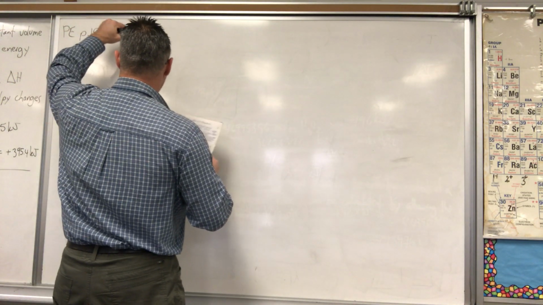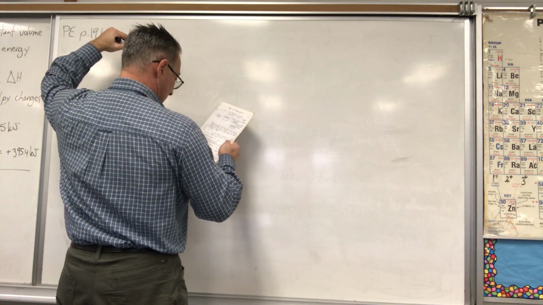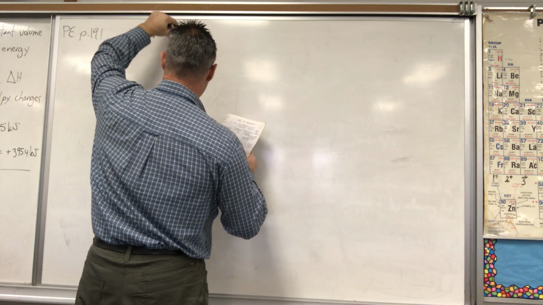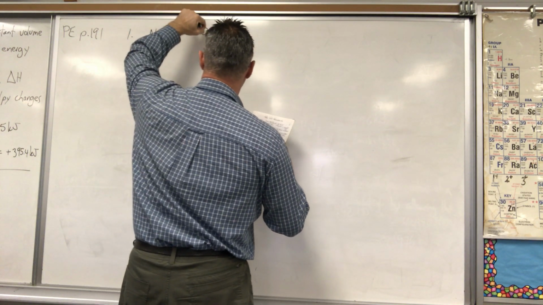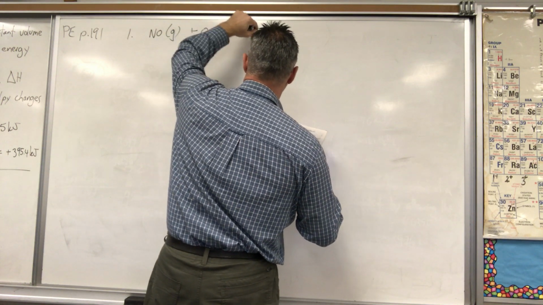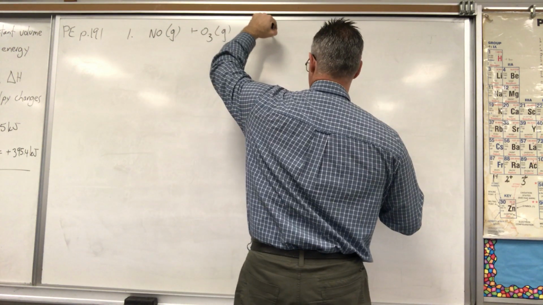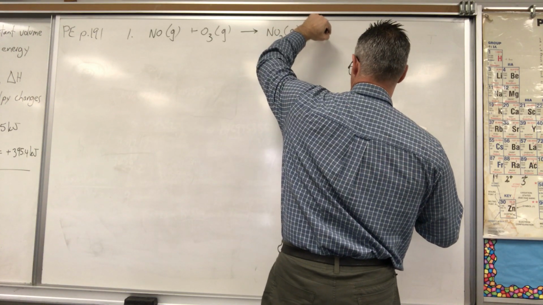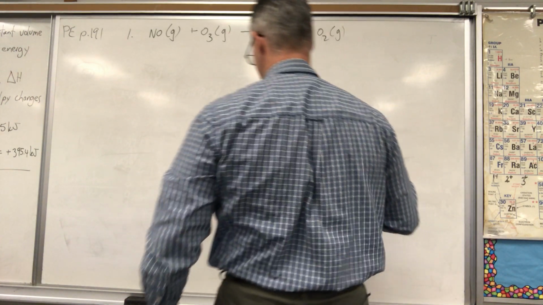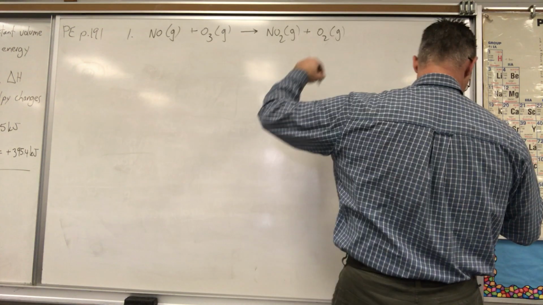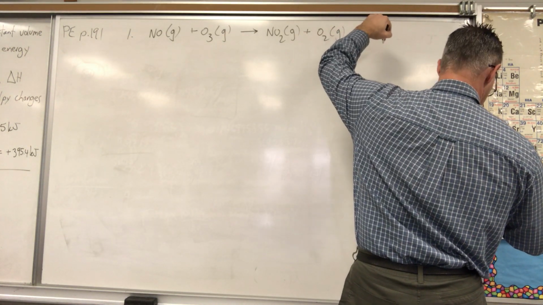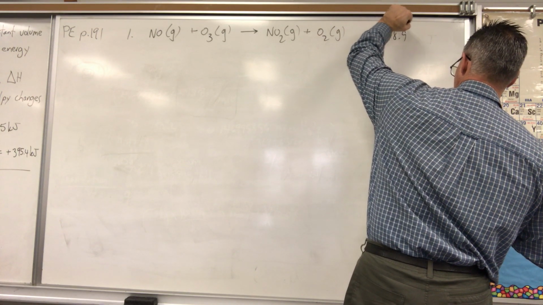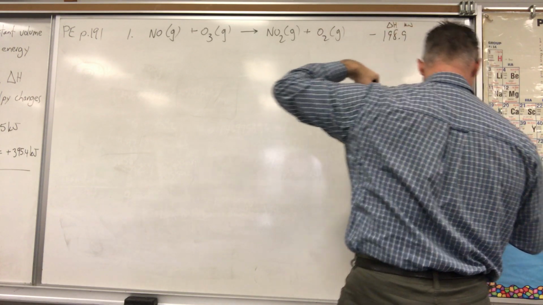So the first reaction we're going to write as is. Nitrogen monoxide, which is a gas, reacts with ozone, another gas, to produce nitrogen dioxide, a gas, plus oxygen, another gas, and it's balanced. And the delta H for this is negative 198.9. I'm going to put that delta H in kilojoules.